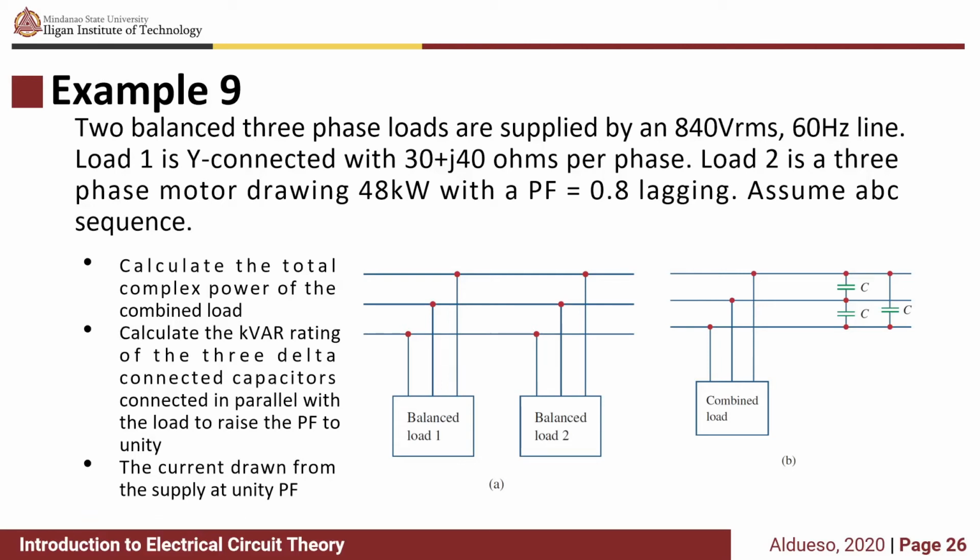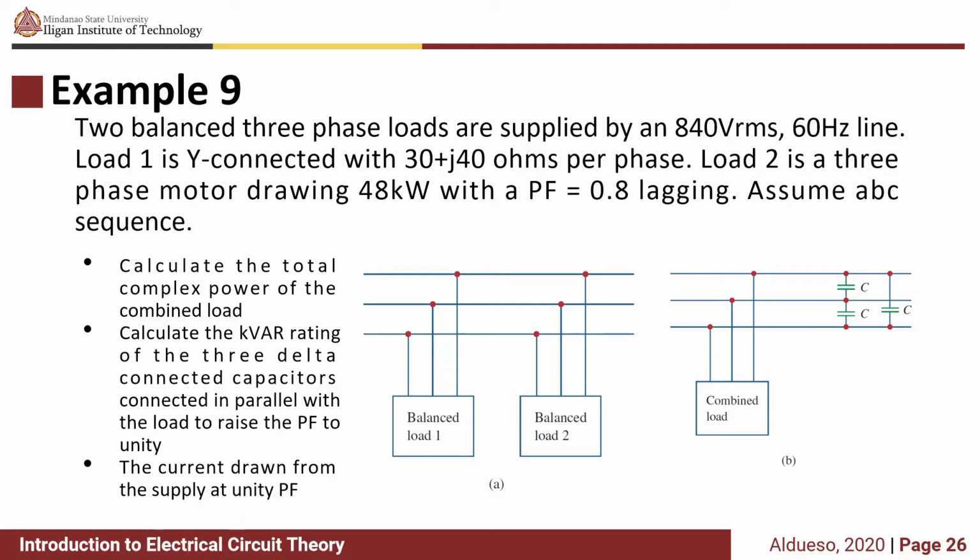Example number 9, we have two balanced three-phase loads supplied by an 840 VRMS 60 Hz line. Load 1 is Y-connected with 30 plus j40 ohms per phase. Load 2 is a three-phase motor drawing 48 kilowatts with a PF of 0.8 lagging. Assume ABC sequence. First, calculate the total complex power of the combined load.